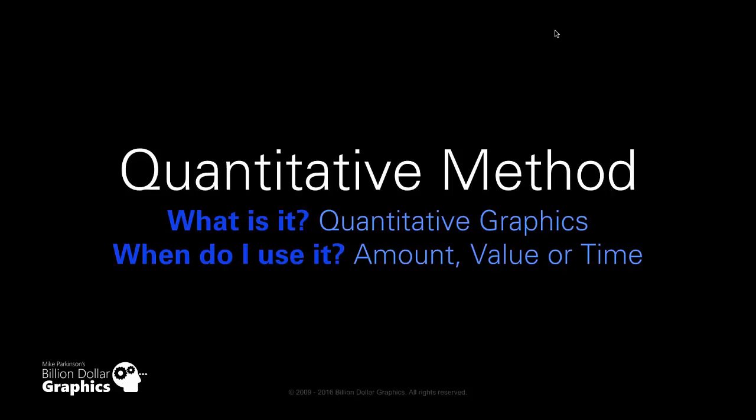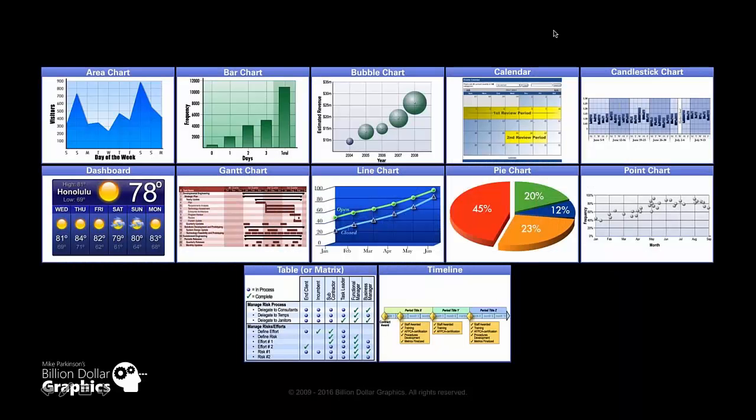The next methodology is the quantitative method. What is it? It's quantitative graphics, things like bar charts, area charts, etc. Think Excel. When do you use it? When you're trying to communicate amount, value, or time. Amount, value, or time. These are the 13 different graphic types that I recommend.